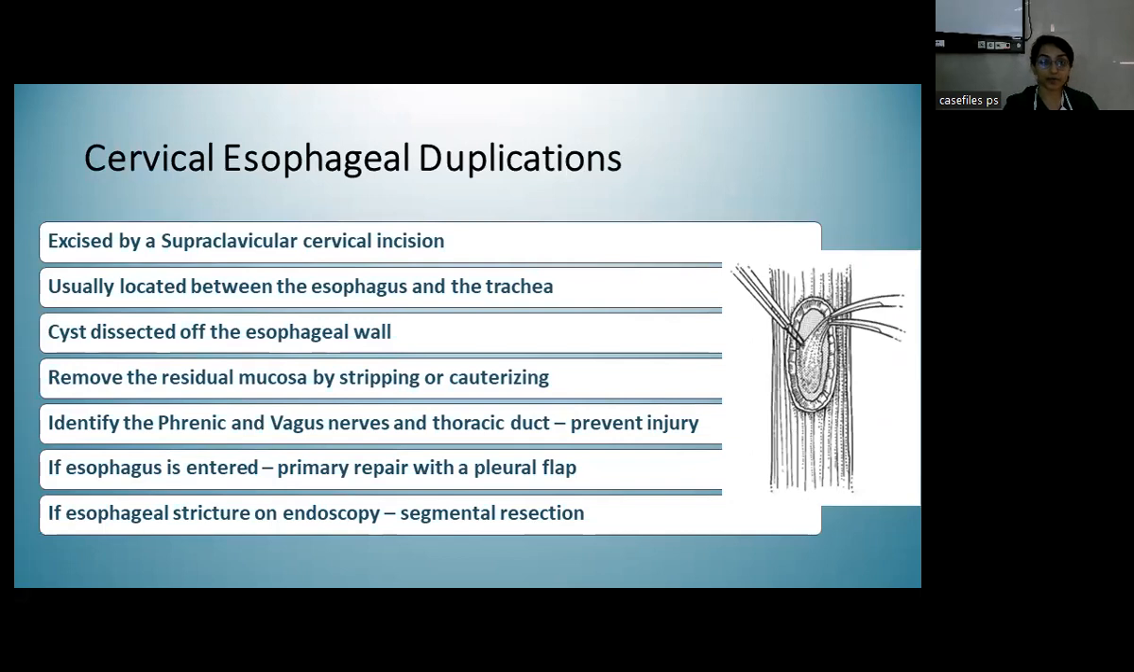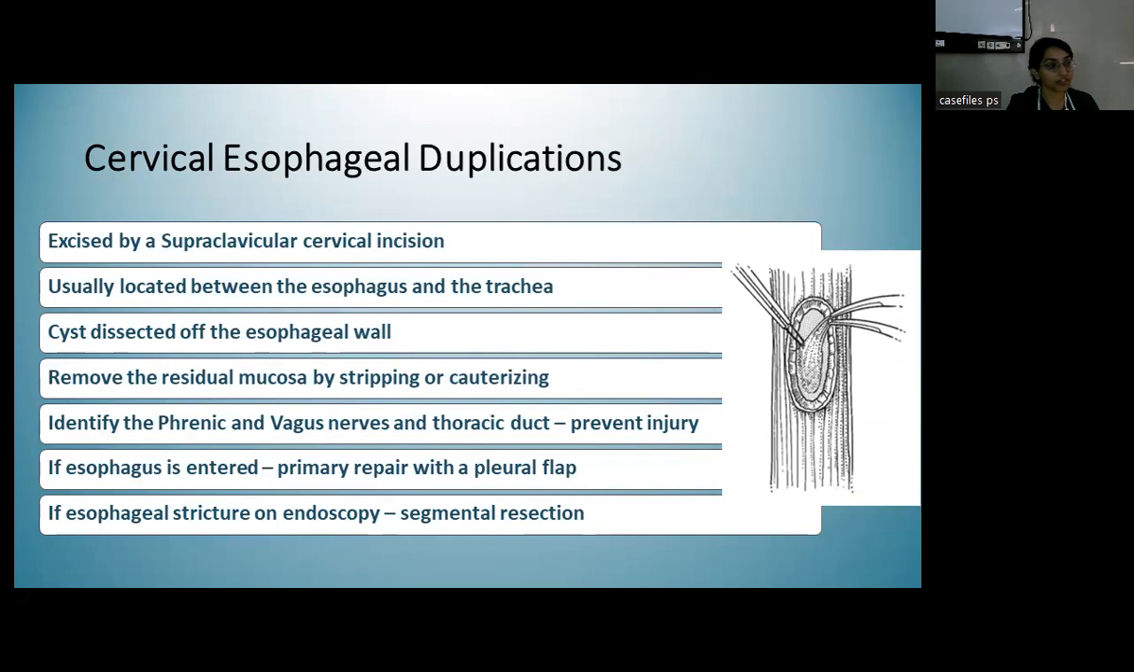Coming to the surgical approach, these are usually excised by a supraclavicular cervical incision. Usually they are located between the wall of the esophagus and the trachea. The cyst is dissected off the esophageal wall, and the residual mucosa is removed by stripping off or cauterizing. It is important to identify the phrenic and the vagus nerves, and the thoracic duct, which is in the same location, and prevent its injury.